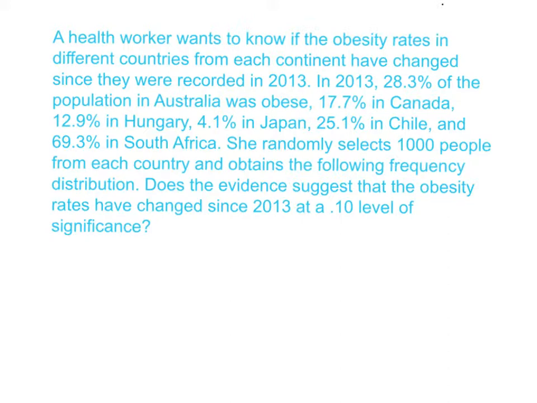In 2013, 28.3% of the population in Australia was obese, 17.7% in Canada, 12.9% in Hungary, 4.1% in Japan, 25.1% in Chile, and 69.3% in South Africa. She randomly selects 1,000 people from each country and obtains the following frequency distribution. Does the evidence suggest that the obesity rates have changed since 2013 at a 0.10 level of significance?